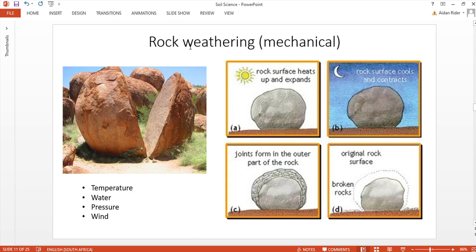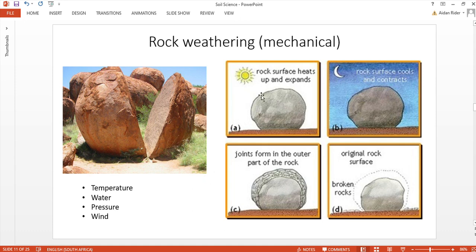Okay, so there are different types of weathering factors. The first type of rock weathering is by mechanical means. Okay, so this is the physical breakdown of rocks into smaller pieces. So there are four factors that have to do with mechanical weathering and what causes this. And the first one is temperature. Okay, and over here is a beautiful picture of how temperature causes mechanical weathering.